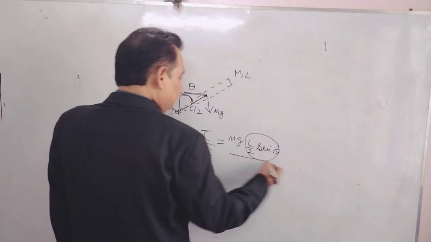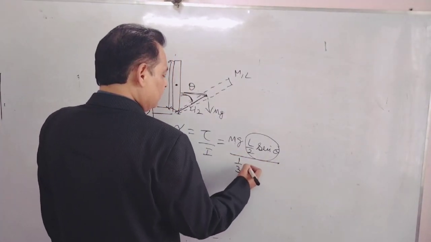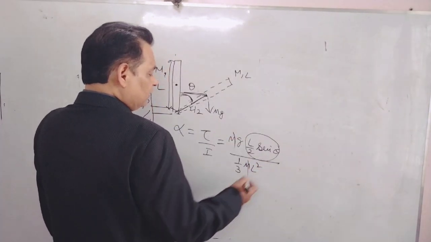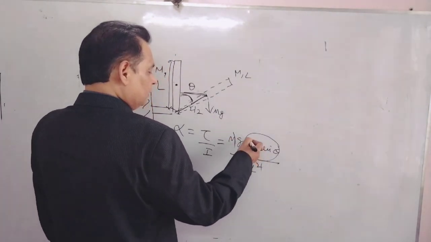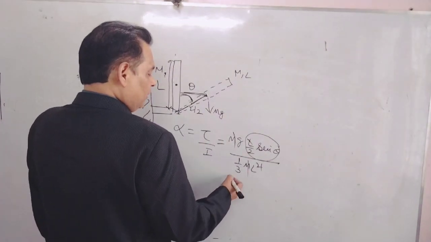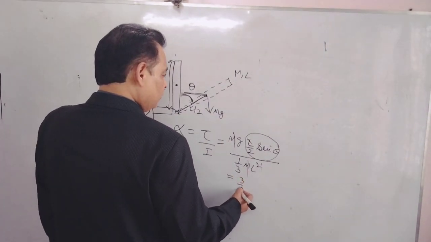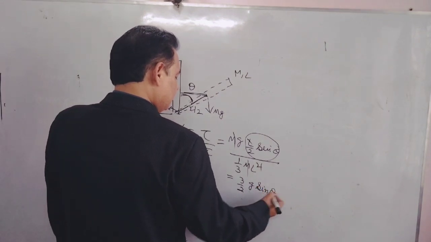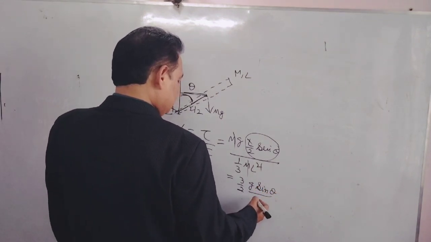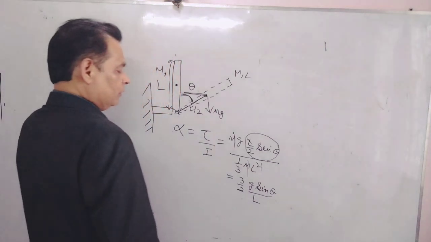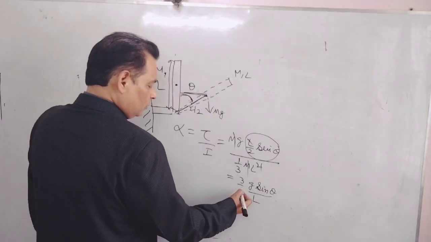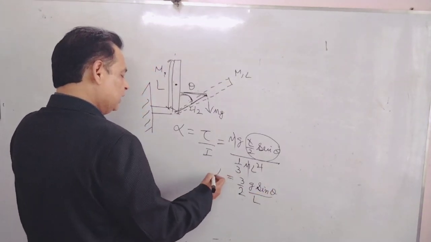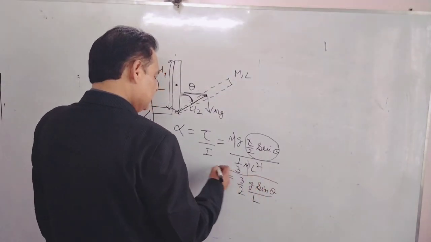mgL by 2. What about I? It is 1 by 3 mL squared. One of the m and one of the L will be cancelled. So it equals 3 by 2 g sin theta by L, which is the angular acceleration alpha at this angle theta.